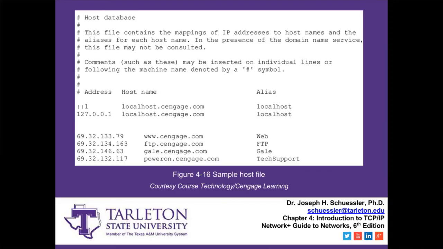So here's basically what the file might look like if you were to open it. It's just a simple text file. You've got your localhost address there, so you can test. You've got other ones that have been mapped. So this IP address right here is mapped to www.cengage.com. So when you type it in, the first thing your computer does is not run to the DNS server. If it's enabled, it runs to your host file and says, okay, I've got that address right here. That's the IP address that I'm going to go to.